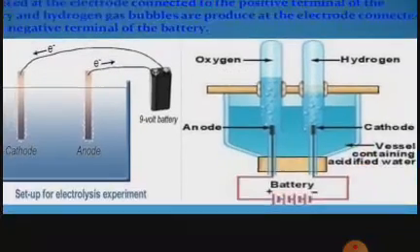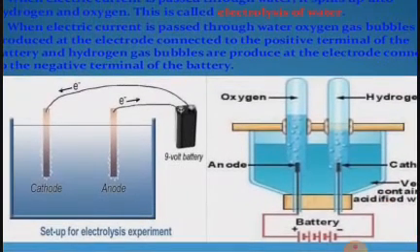Here in this diagram you can see how the electrolysis of water takes place. So electrodes are the carbon rods or the metal rods which are connected to the positive terminal or negative terminal of the battery are known as electrodes. So for electrolysis of water and electrolysis of liquid, we need the electrodes.